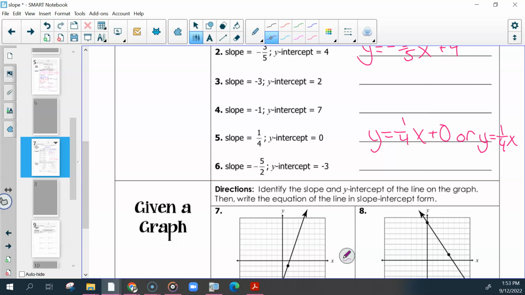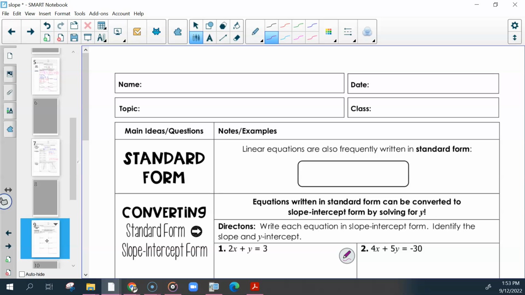Okay. Any others in that section? Okay. Go on to the next page. The rest of that is sort of stuff from other lessons. I just wanted to get that piece on there.